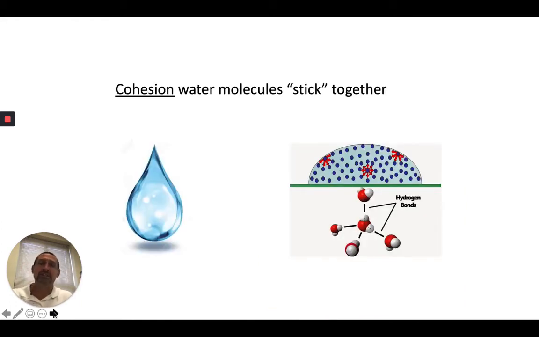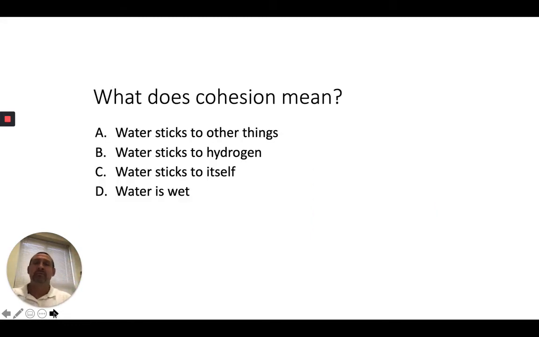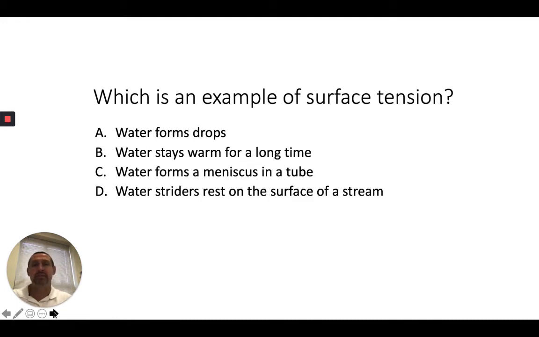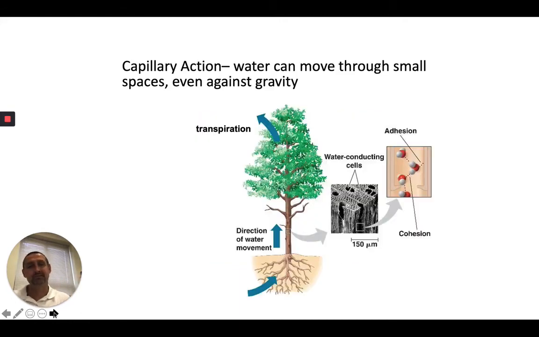So cohesion just means water molecules stick together. So we see mounding of water on surfaces, or we see a droplet form. That's the property of cohesion. Surface tension just means that things can rest on the surface of the water, like this water strider. Cohesion, hopefully you picked that it sticks to itself. Surface tension, hopefully you picked water striders rest on the surface. Adhesion means that molecules stick to other things, so water sticks to other surfaces.